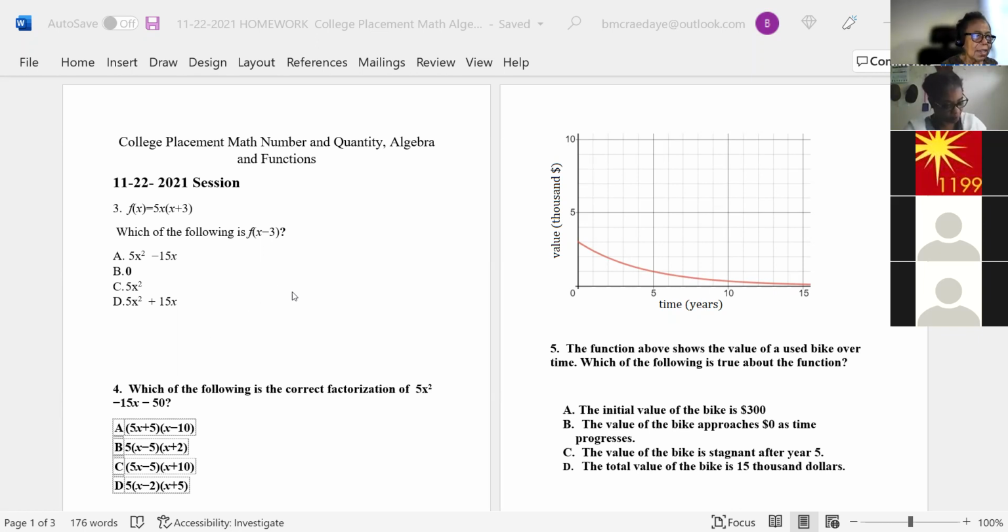All right. Let's look at the first one. And that's a function, right? F of x, that's number 3. Which one is it? The first one in algebra? College placement, math, number, and quantity, algebra, and functions. 11/22/2021 session.